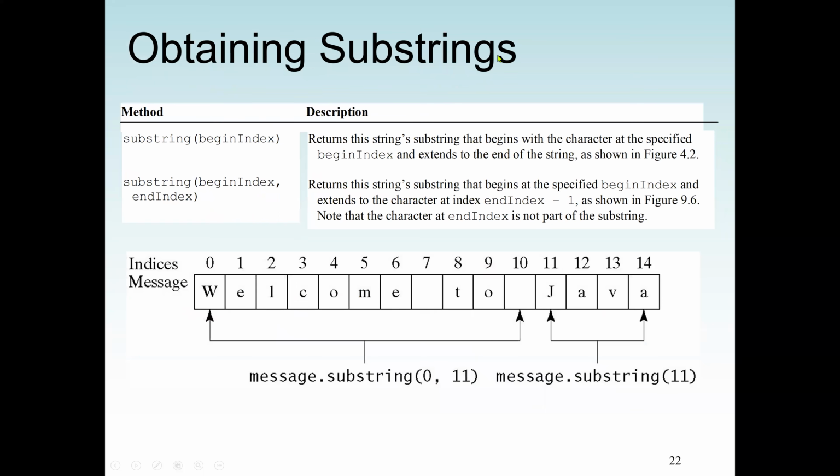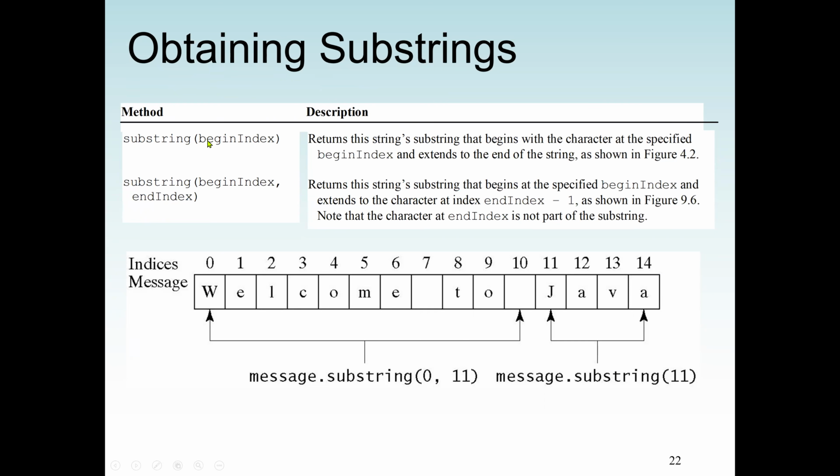So next is obtaining a substring. A substring means we are obtaining part of a string. So let's say we have a string "welcome". I want to obtain only "well", or I want to obtain only "come" from "welcome". Now we have a method named substring. With beginIndex, we return the substring that begins with the character at a specified begin index and extends to the end of the string.